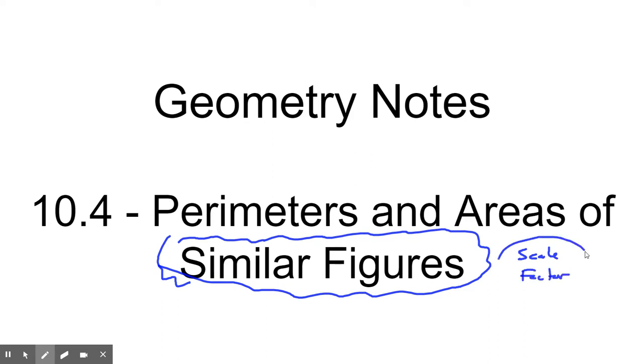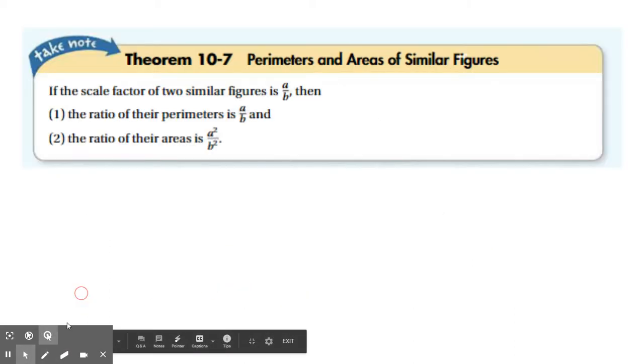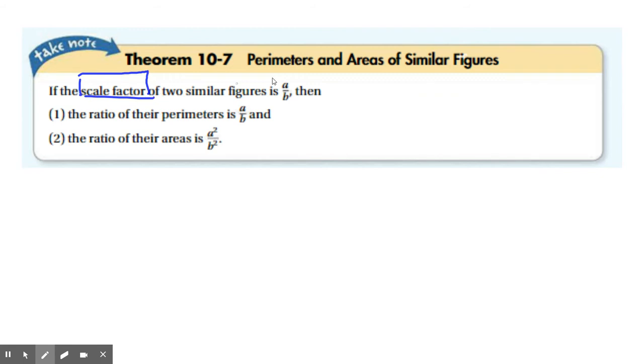So I hope that you're thinking, okay, this has to do with the scale factor in some regard, because you'd be correct. All right, so here is the main idea. If two similar figures have a scale factor of a over b, and those can be numbers like 3 to 2 or 1 to 4, the ratio of their perimeters is still that a over b. But the ratio of their areas is going to be a squared over b squared.